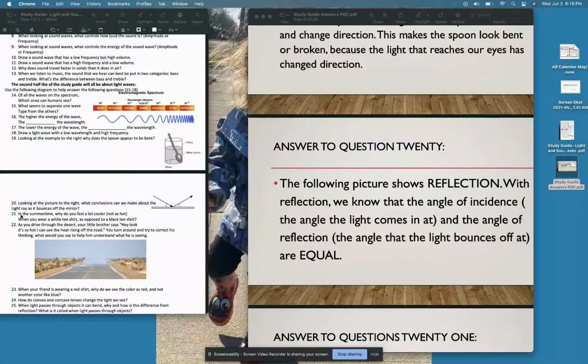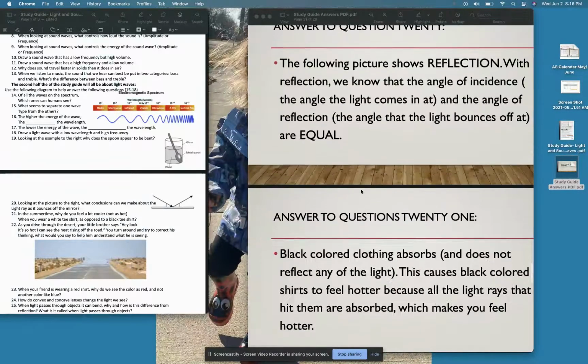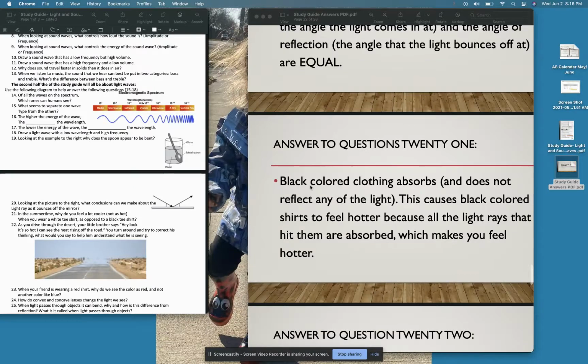Now, number 21, in the summertime, why do you feel a lot cooler, not as hot, when you wear a white t-shirt? Well, because black clothing absorbs all light. That means no light is getting reflected back to you. So you're taking in all of that heat. It's making the black clothing that much hotter. Whereas white clothing, all of the light coming from the sun is reflected. That it makes its way to your eyes. So when you wear white clothing, it's reflecting light, so it's not going to make you feel as hot.